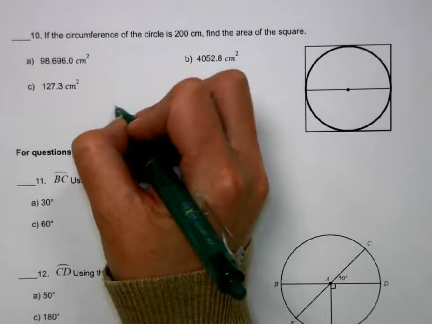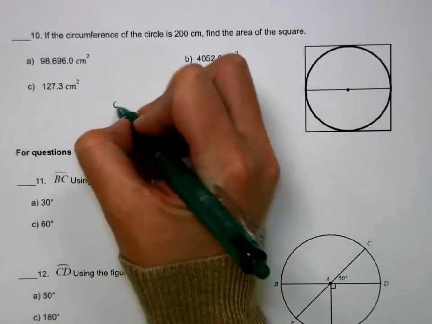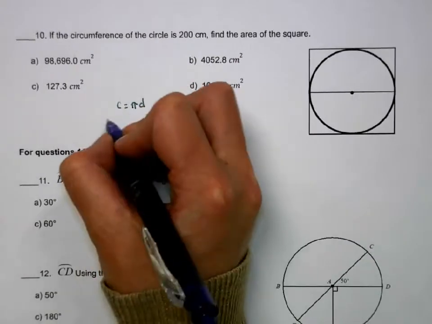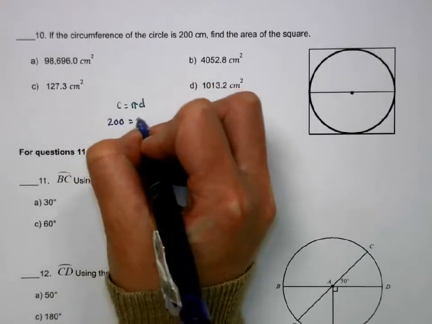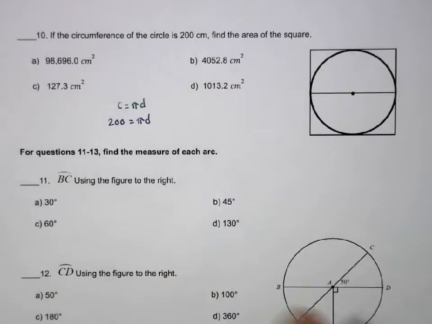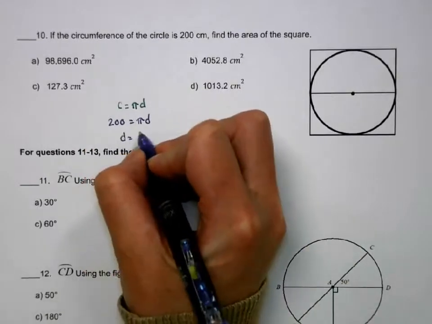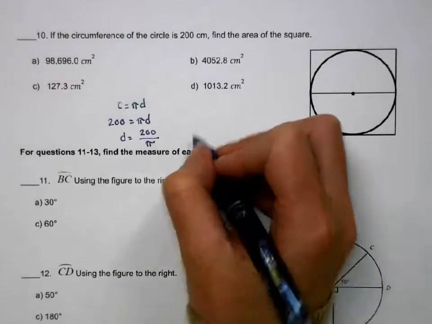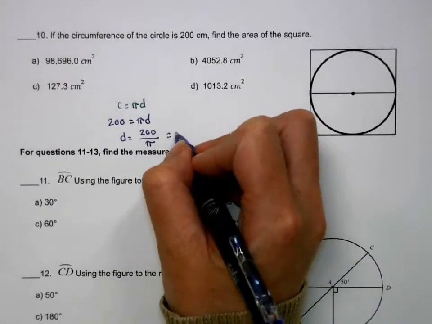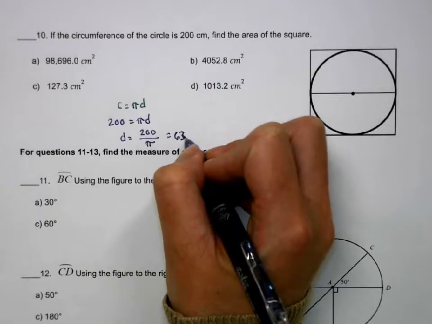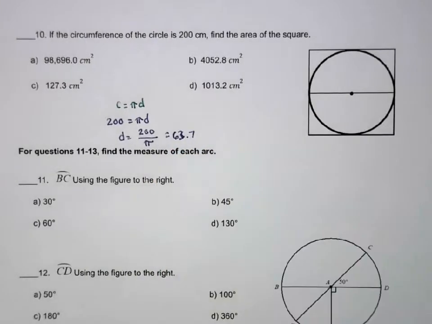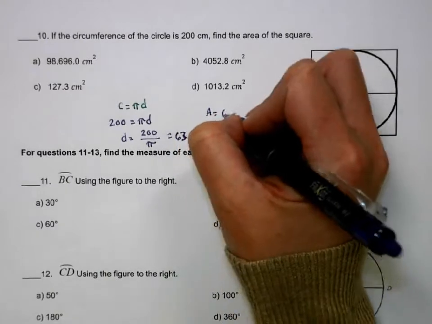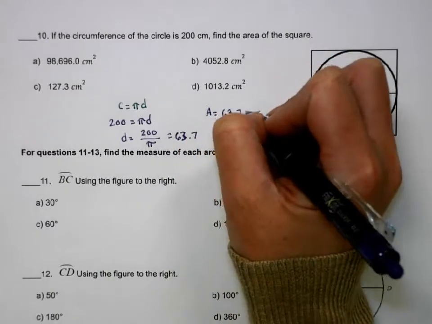So I'm going to use pi d, set my circumference equal to 200, and we'll solve for d. To do that, we will divide by pi, which gives me 63.7 about. The area of the square then is going to be 63.7 times 63.7.